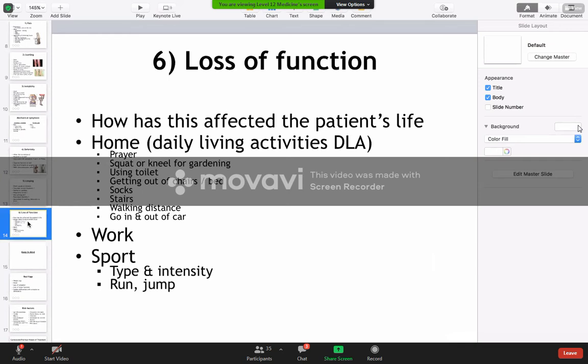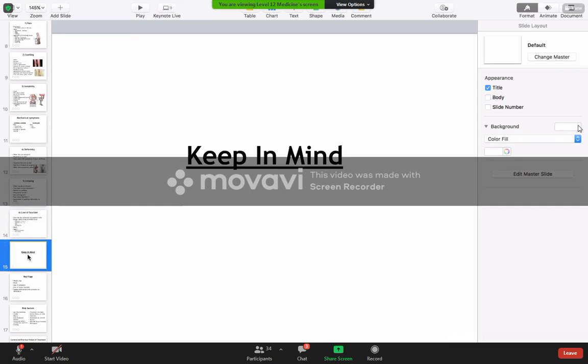Loss of function. So this is generalized, but it's usually associated with any musculoskeletal complaint. So you should ask about the activities of daily living, praying, ability to squat or kneel, using the toilet, getting out of a chair or bed, putting on socks, using stairs, how long the patient can walk, getting in and out of the car. Also, how is that affecting the patient's work capacity and also sport activities? So these are very important functional questions to be asked if the patient is complaining of any of the common MSK symptoms.